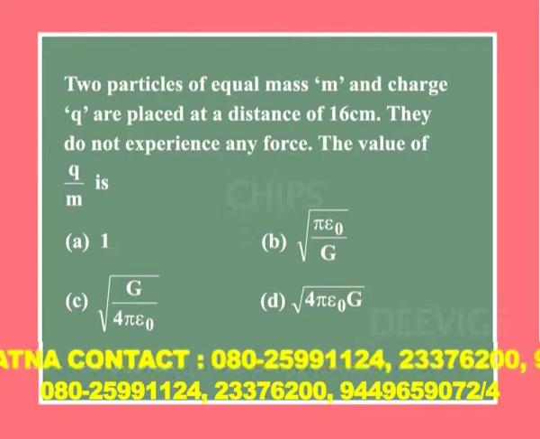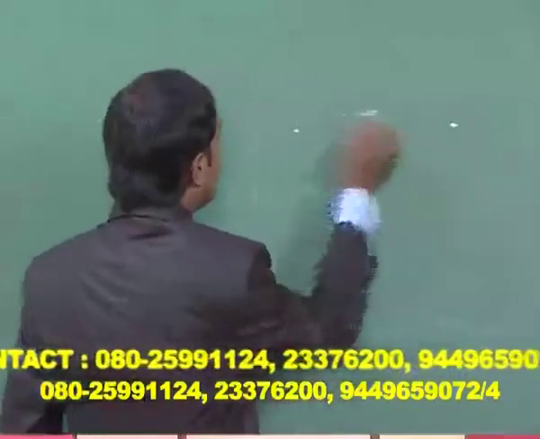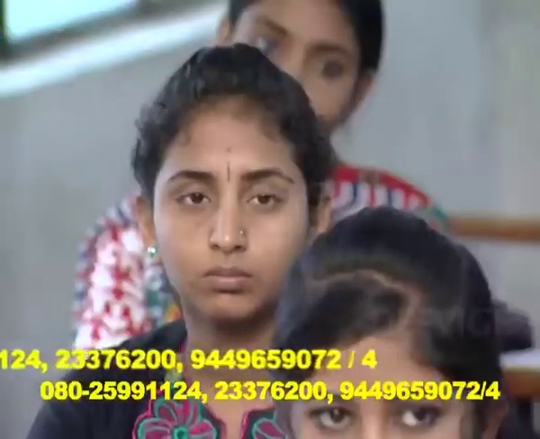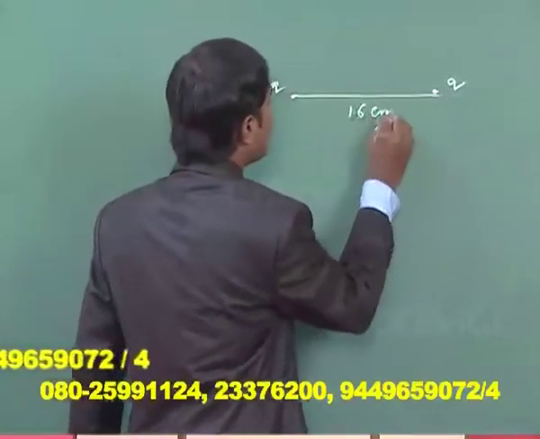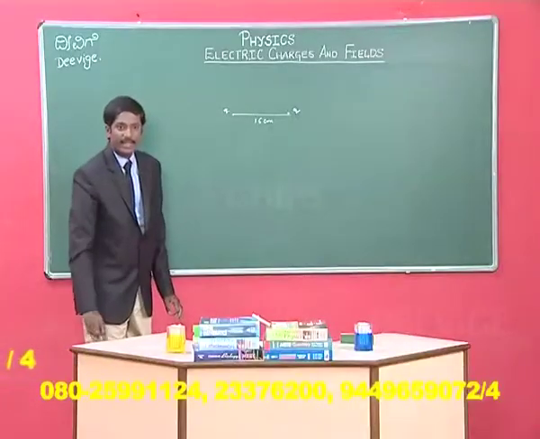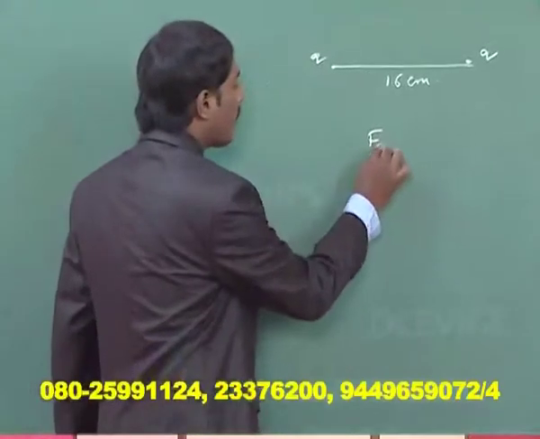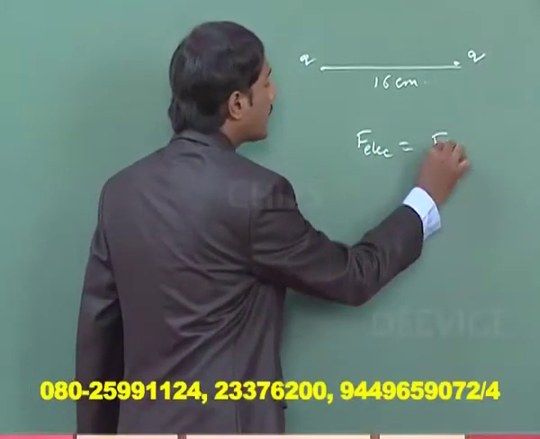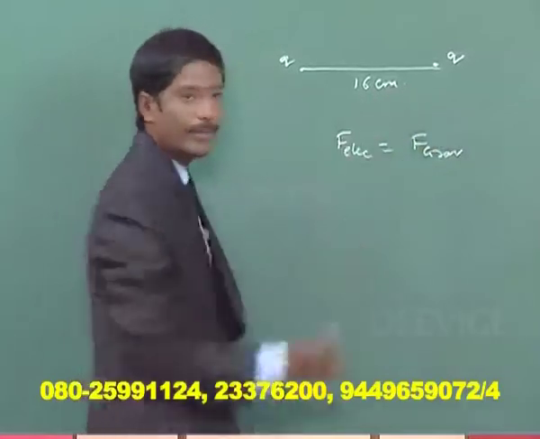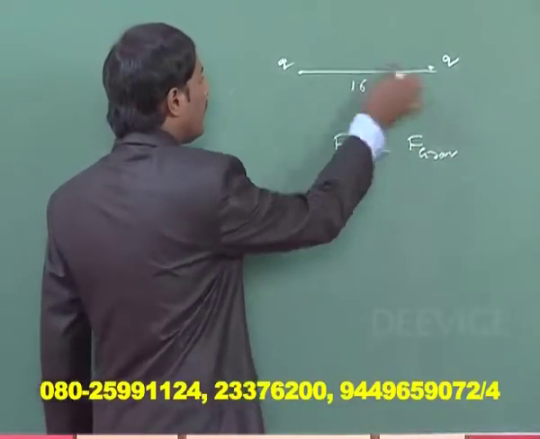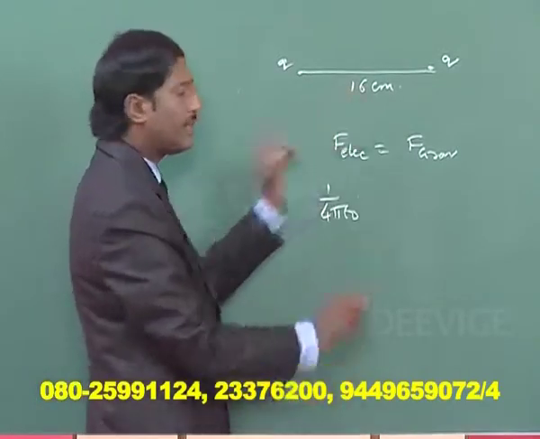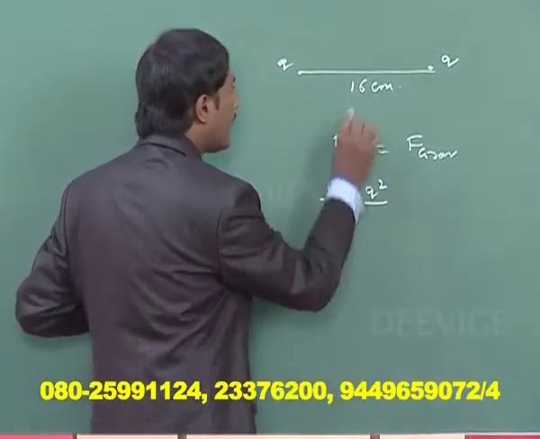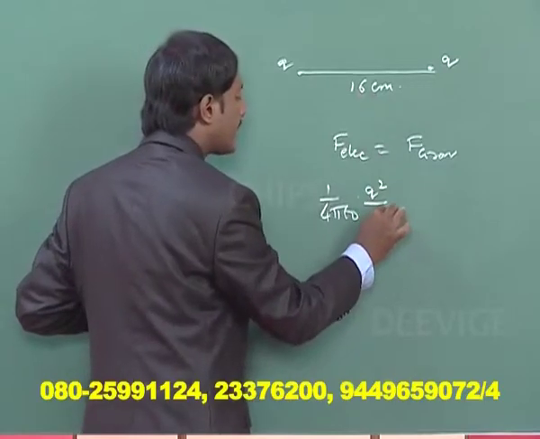Now, the two charges q are separated by a distance of 16 centimeter. If they do not experience any force, in the sense the electrostatic force they experience should be balanced by the gravitational force. So the electrostatic force between these two will be equal to 1 by 4 pi epsilon naught into the product of the charges, that is q squared divided by the distance squared, that is 16 squared.